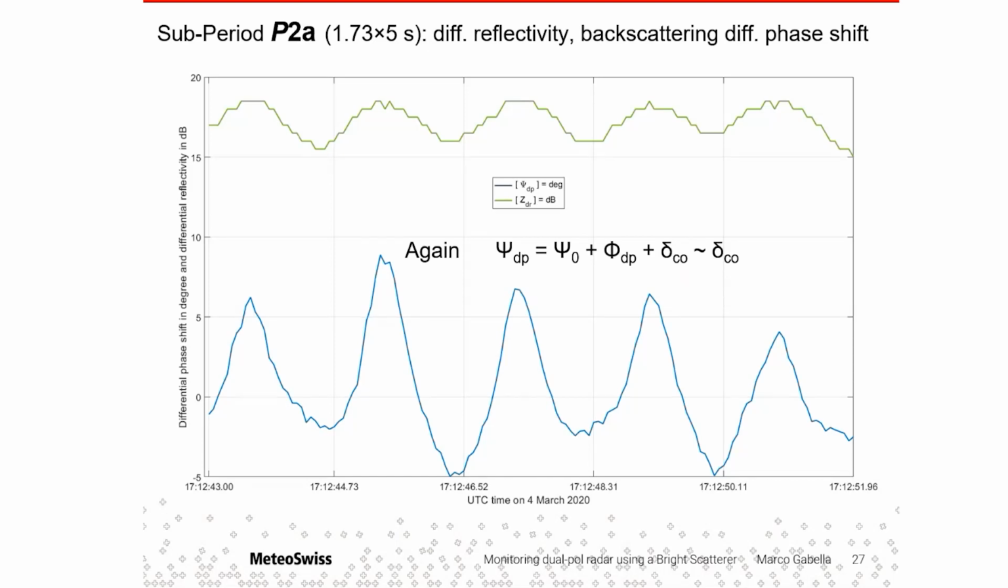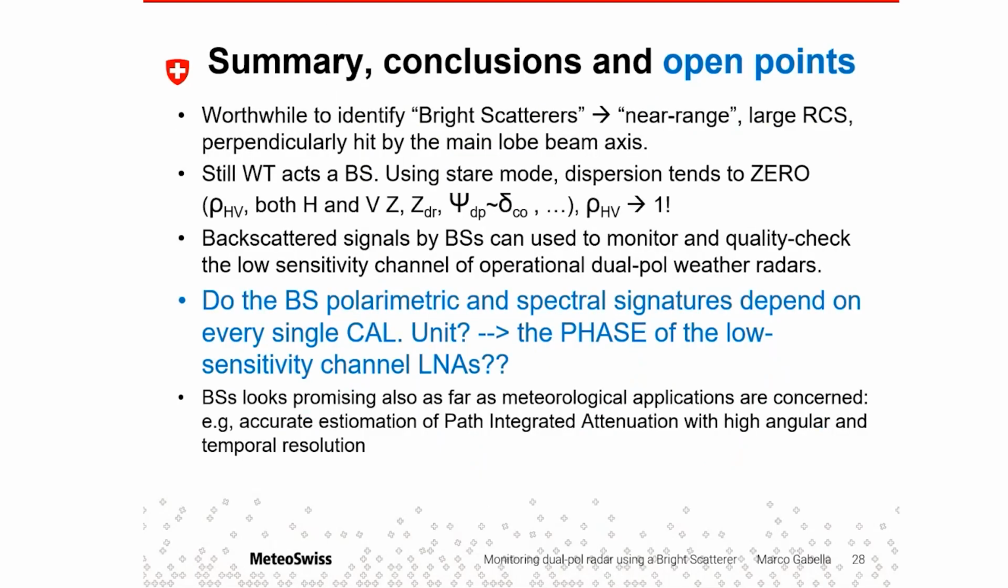And you can see that the peak and the valley of the fluctuation are synchronous somehow. And so something is happening to give this coherent fluctuation every 1.7 seconds. So really a wind turbine that looks like precipitation somehow. And with this I conclude. So a still wind turbine can behave like a bright scatterer.